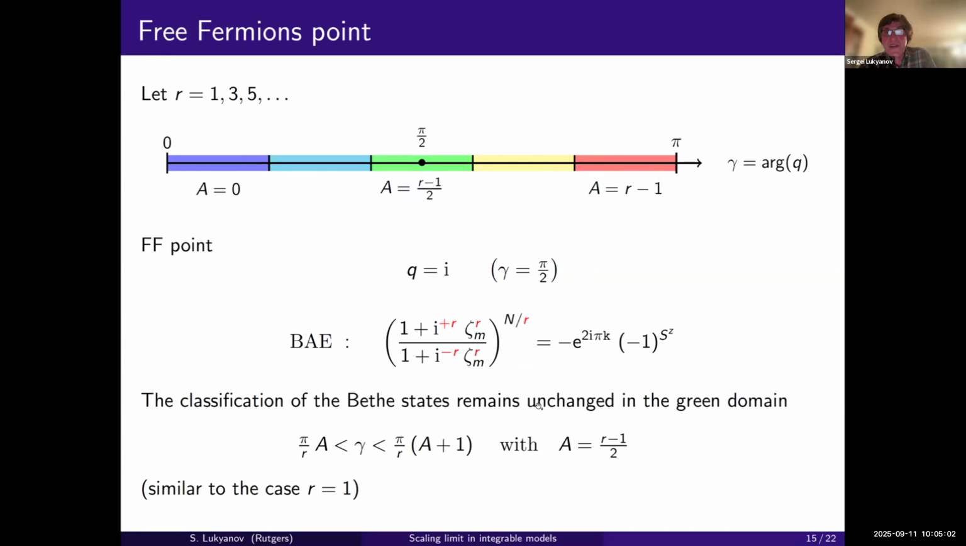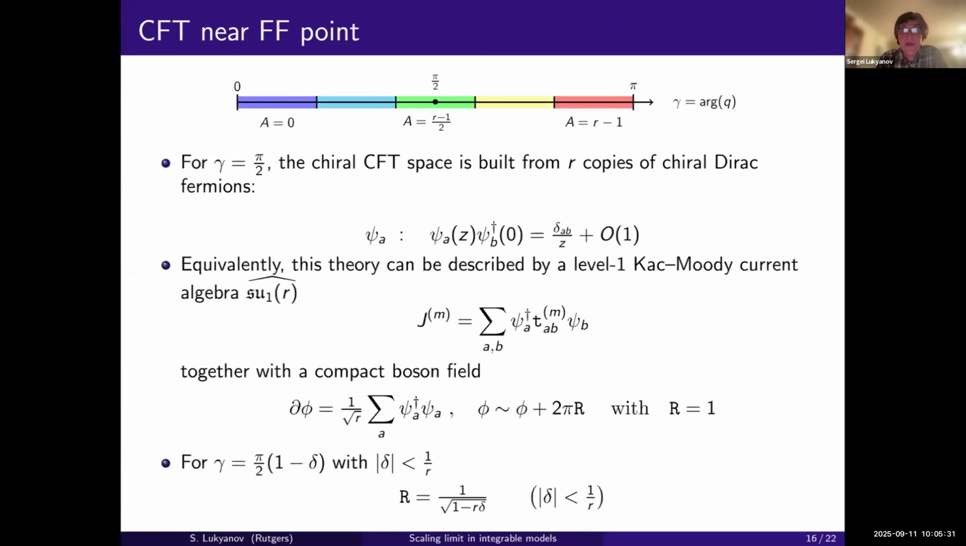And so in this case we can classify the states for the free fermion point, and the classification remains the same once we slightly deviate from the free fermion point. The situation is similar to the Landau Fermi liquid, where we can classify the interacting system using the classification for the non-interacting Fermi gas.